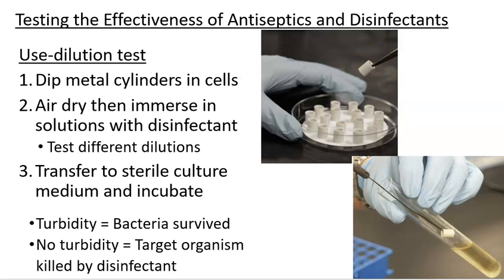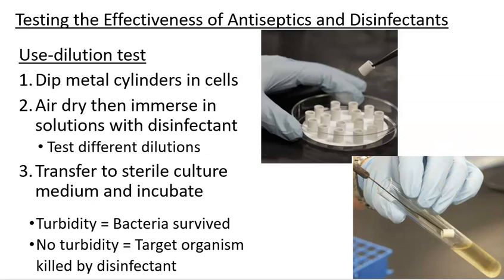And then you will take these discs, or these cylinders rather, with your cells on them and then soak them in a test tube with your solution of disinfectant. And again, you can use different dilutions of your disinfectant, and you let your cells sit there for 10 minutes, kind of similar to our phenol coefficient experiments. But then the big difference is you take that little metal cylinder out of your disinfectant solution and you transfer it to a fresh tube with some sterile culture media and you incubate it.